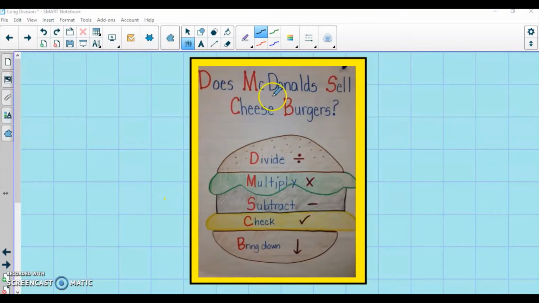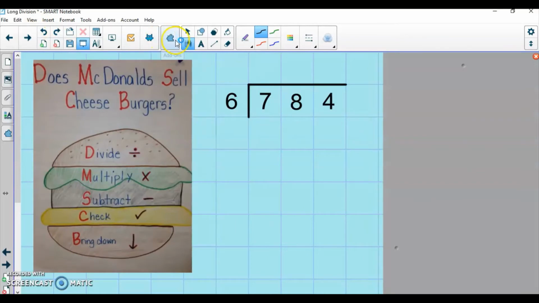So now we've taken a look at our mnemonic. Does McDonald's sell cheeseburgers? DMSCB. Let's have a look at how it applies to long division. Now this question again, you know your 6 times table. This does not need long division to do it.